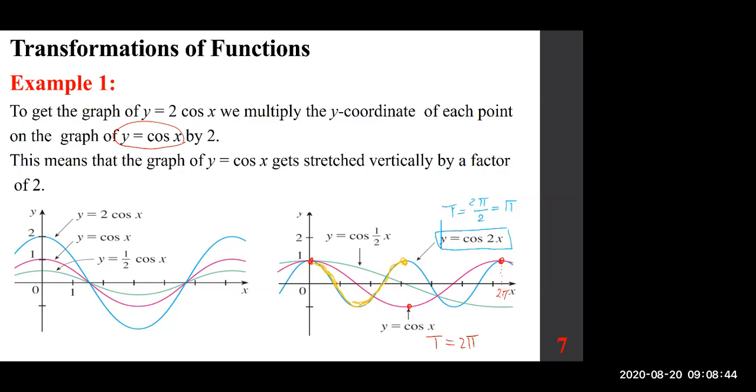The period has changed from 2 pi to pi, okay? And the green one, let me use it. For this one, t is 2 pi divided by 1/2. So it's 4 pi. And that's why this is a portion of that.